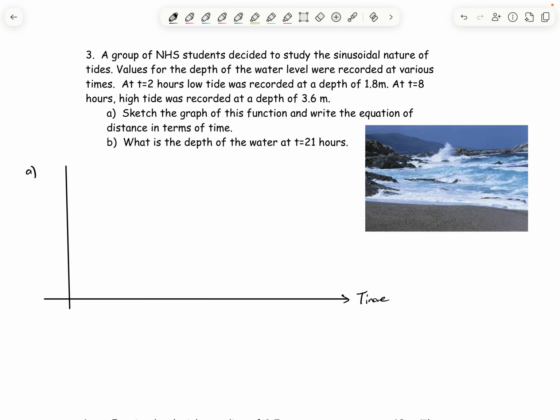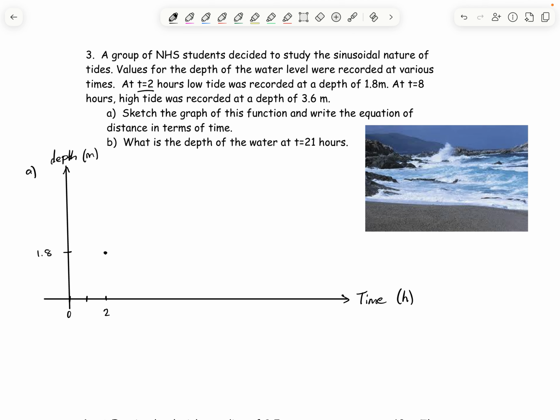I hope you realize now for these problems, most likely our x-axis is going to be time, right? So here in hours, sometimes it's in months, depends on the problem. And then in the y, since we're dealing with tides, it's going to be depth, and that's in meters. Okay, so at t equals 2, so maybe I'll go 0, 1, 2. A low tide was recorded at a depth of 1.8 meters. So let's say that's 1.8 there.